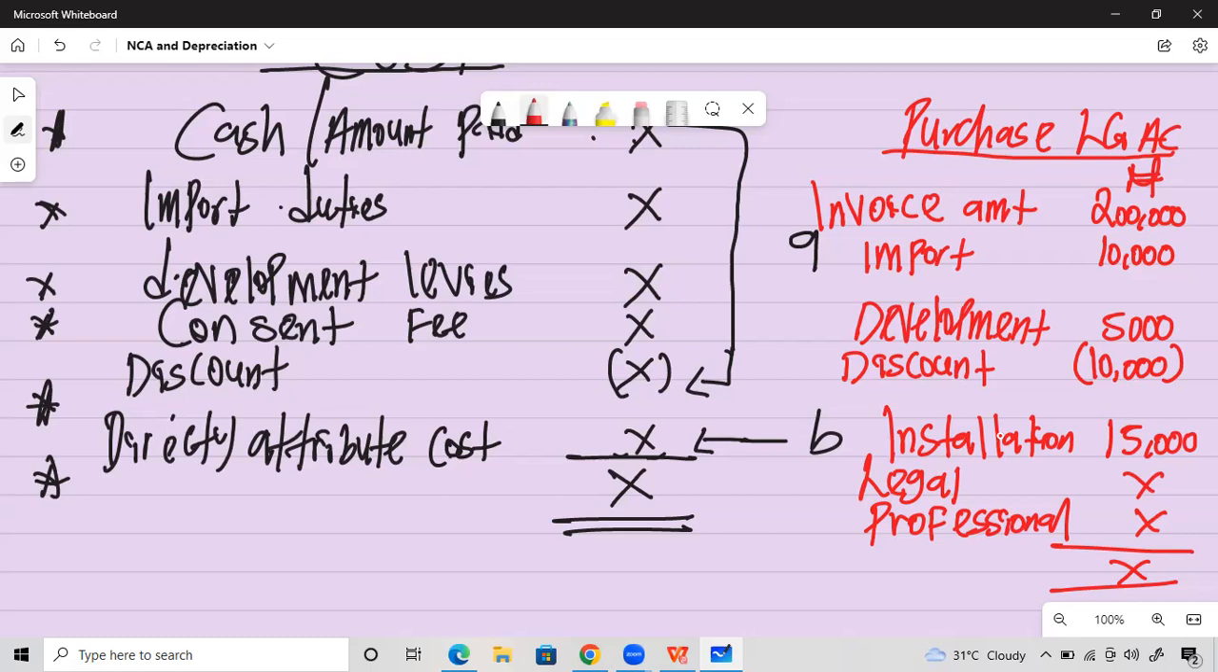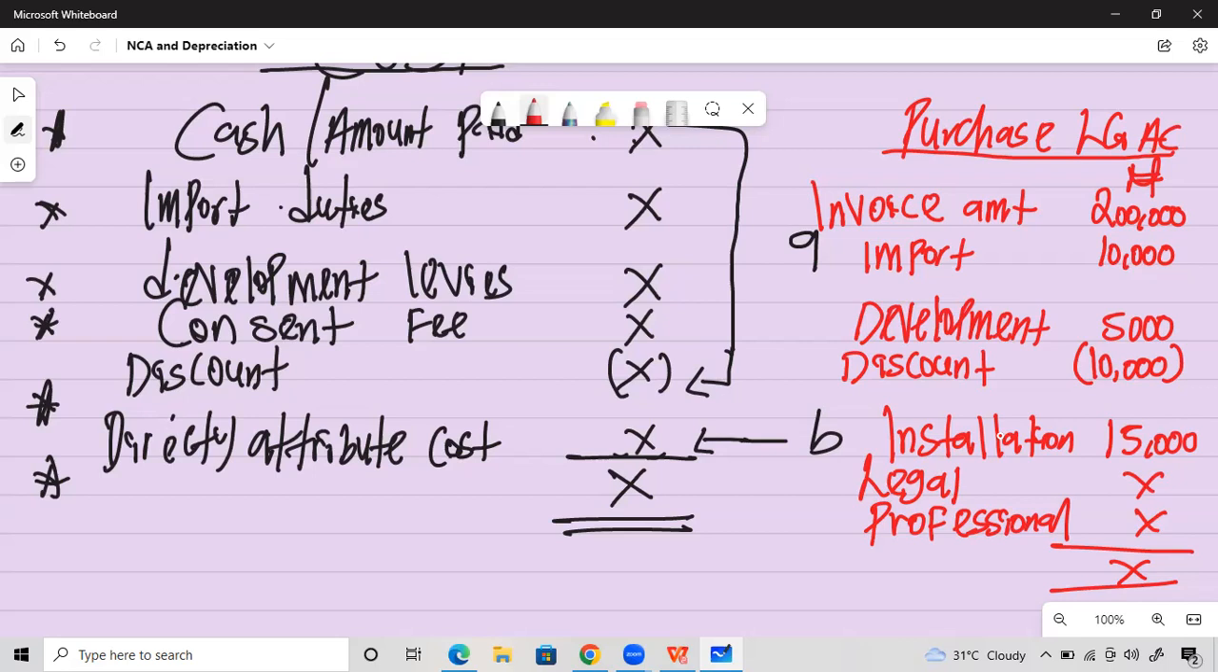Any other cost that you incur as a result of bringing this asset to its present condition, so that you're able to use it, all those costs are meant for capitalization. Capitalization in terms of what? You are going to add it.